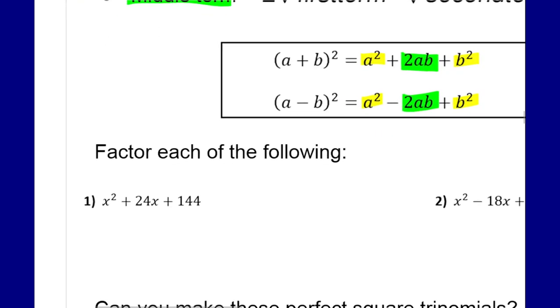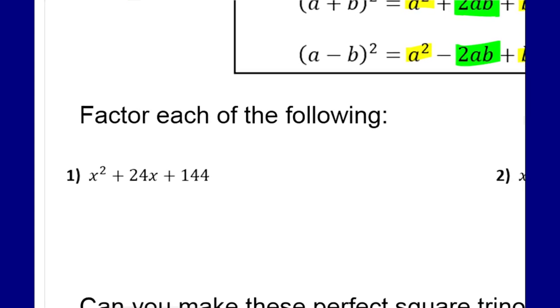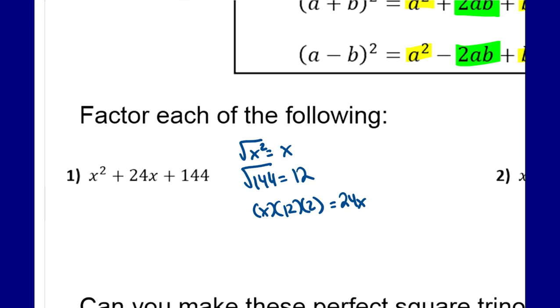So for example, I want to factor each of the following. x squared plus 24x plus 144. I should check first that it does fit the pattern. If I take the square root of the first term and the square root of the second term, I should get perfect squares, which I do. Then I want to check that if I take those two values, multiply them by each other, and then multiply by 2, do I get my middle value? In this case, I do. I do get 24x. So this fits the pattern of a perfect square trinomial, so I can factor it as such.